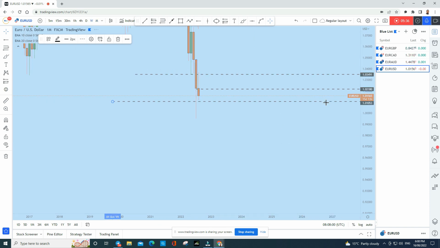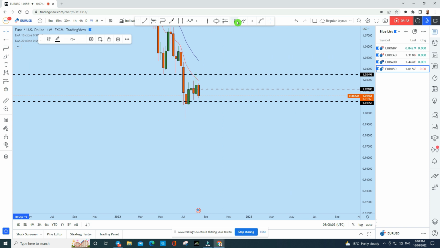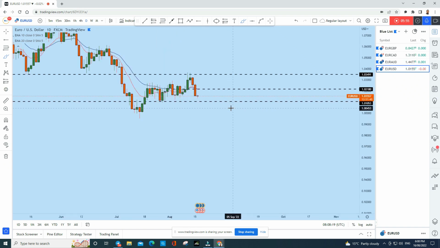Now, if you look at the weekly, we see that the price has already been rejected from this important level of weekly resistance. After this rejection with this long weekly candle, we have seen a strong drop. At this point the price is already below this level. So what can we expect next? Let's look at the daily time frame to see how the price action is doing.